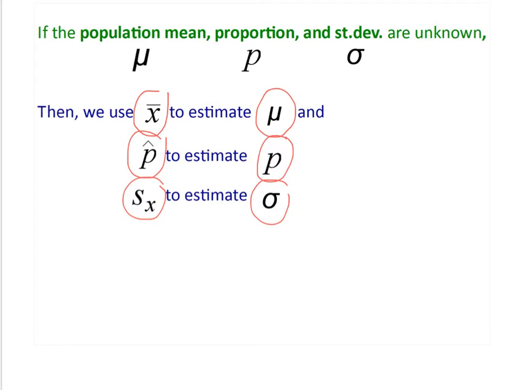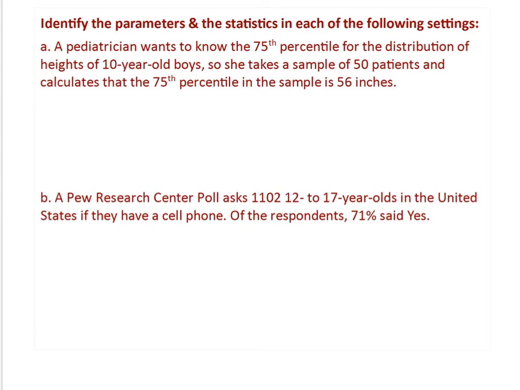Let's take a look at how we actually do them in a problem. It says identify the parameters and the statistics in each of the following settings. We're just going to look at what we've been given in the problem and whether the givens are parameters or statistics. It says a pediatrician wants to know the 75th percentile for the distribution of heights in 10-year-old boys. So it gives me the population, or who I'm getting a sample of. She takes a sample of 50 patients. So it tells me what my sample is of. And she calculates that the 75th percentile in the sample is 56 inches.